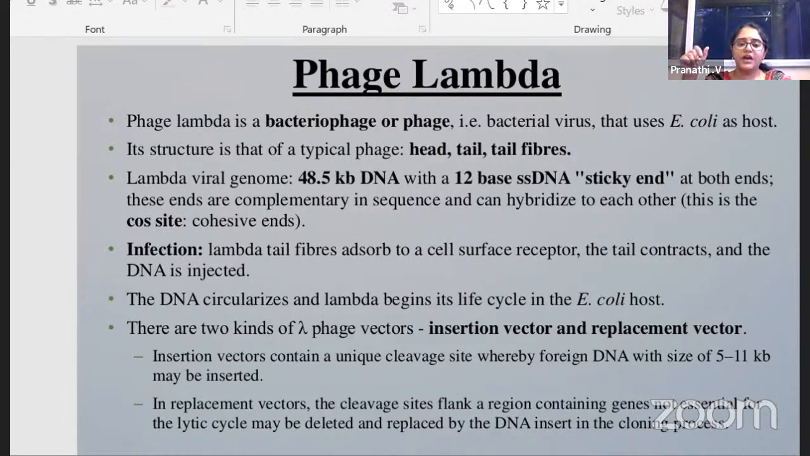Now there are two different kinds of phage vectors: insertion vectors and replacement vectors. An insertion vector takes in DNA that can be inserted into it. In the case of replacement vectors, the cleavage sites flank genes that are not exactly necessary, that is, the lytic and lysogenic cycle genes. These will be deleted and replaced by the DNA insert.